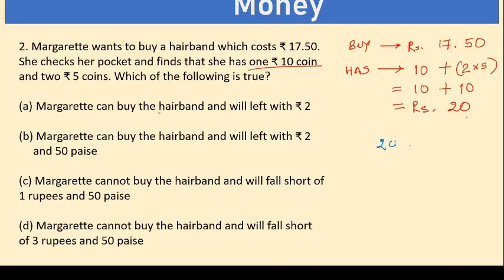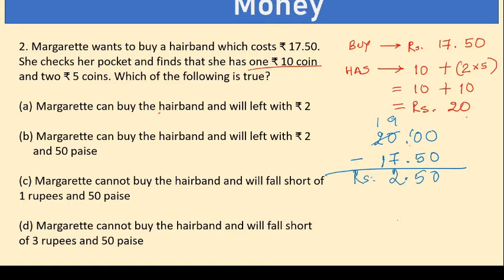So when she wants to buy the hairband, all we need to do is subtract 1750, the cost of the hairband, from 20 rupees. The answer to this would be 2 rupees 50 paise. So definitely it's not option A because she is left with 250, which is what is specified in option B, which says Margaret can buy the hairband and will be left with 2 rupees and 50 paise. Again, C and D can be struck off because they say that Margaret cannot buy the hairband, which is not true.